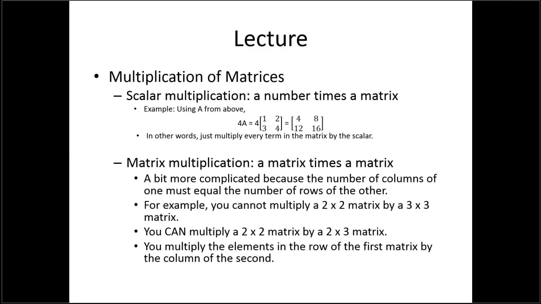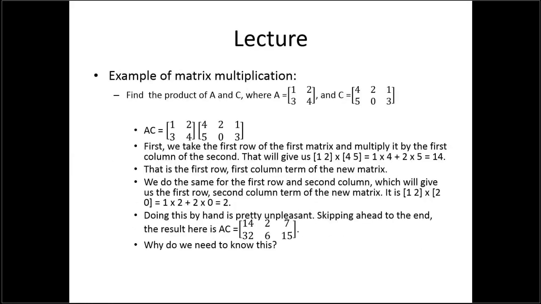Things get a little bit hairier when you're talking about multiplying a matrix times a matrix. This only works if the number of columns of one matrix equals the number of rows of the other. So you cannot multiply a 2 by 2 by a 3 by 3. You can multiply a 2 by 2 by a 2 by 3, or a 2 by 10, or a 2 by 100. As long as the number of columns of one matches the number of rows of the other, you can do that. And this is the process. Here we have a 2 by 2 multiplied by a 2 by 3, so that is doable.